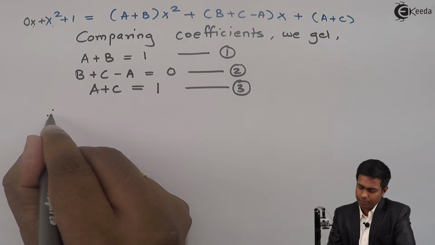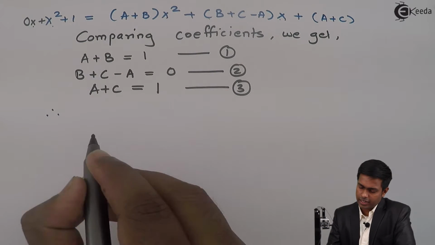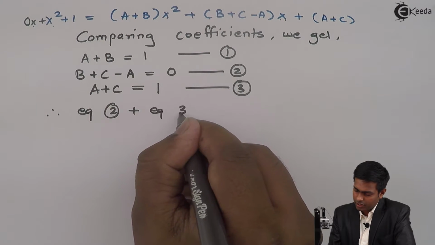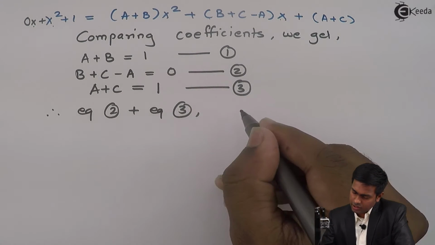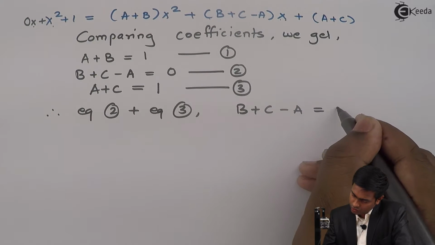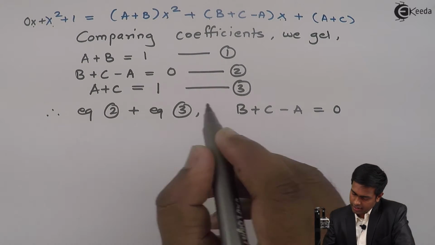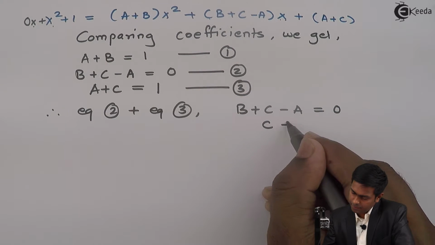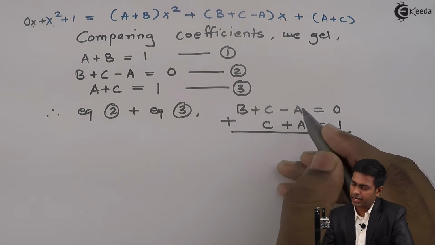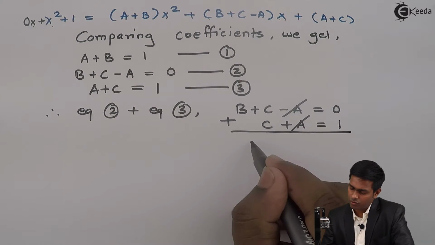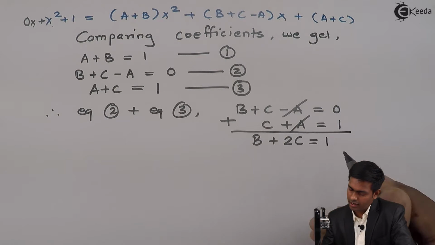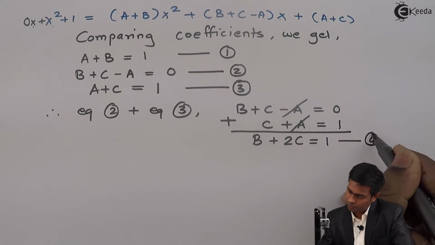So therefore here we will say equation number 2 plus equation number 3. Now this will become b plus c minus a equal to 0, and this is a plus c, which I will write as c plus a equal to 1. So by adding we can cancel minus a and plus a. So we will get b plus 2c, that is, 2c equal to 1, and I will say this is equation number 4.